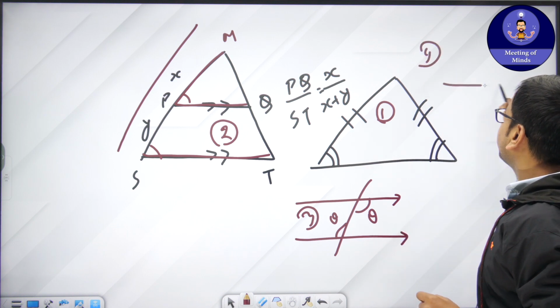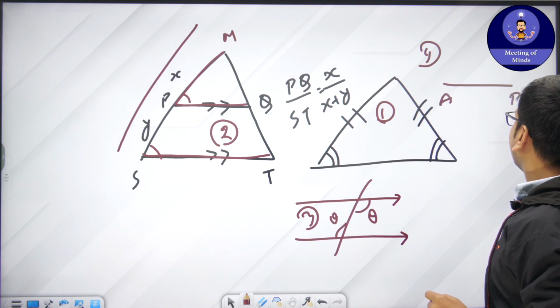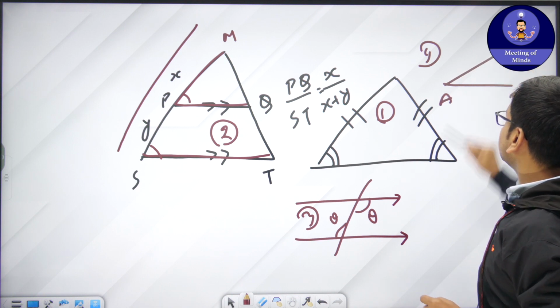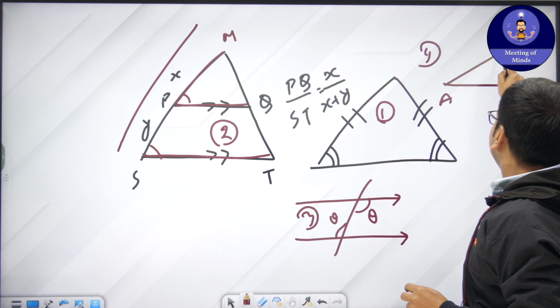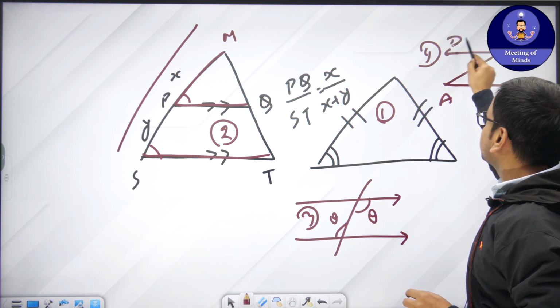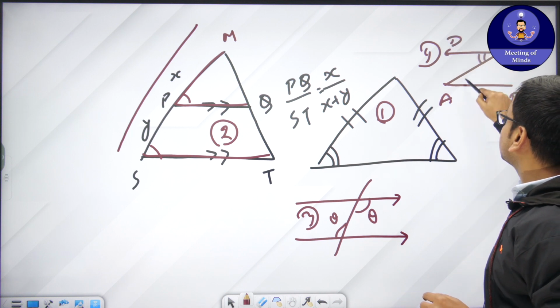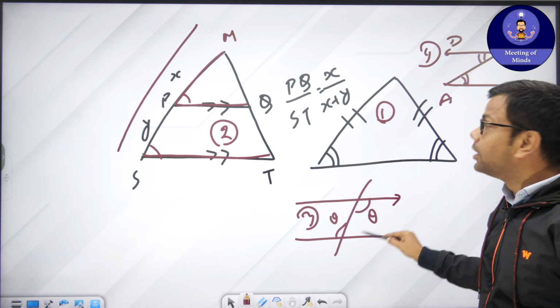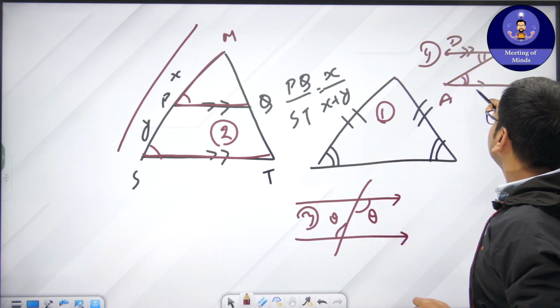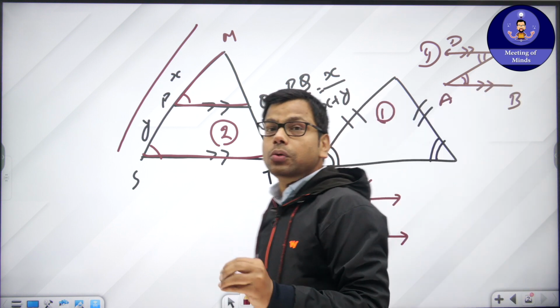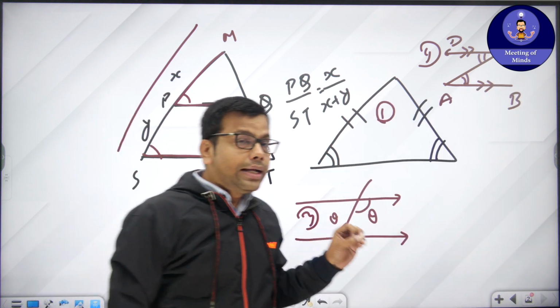If we have a line AB and AC is another line, and we construct a line CD such that these two angles are the same, then with the help of the third property, we can say these two lines are parallel. So we have four basic concepts in our question. Let's solve our question.